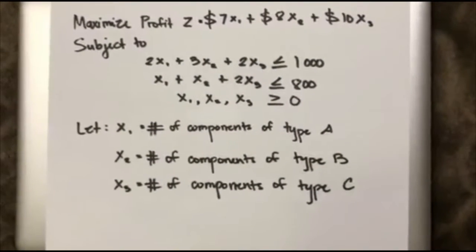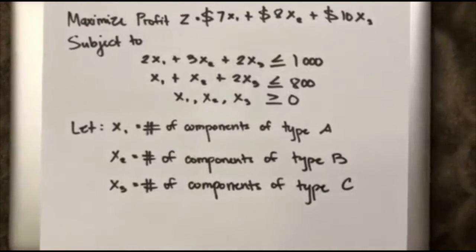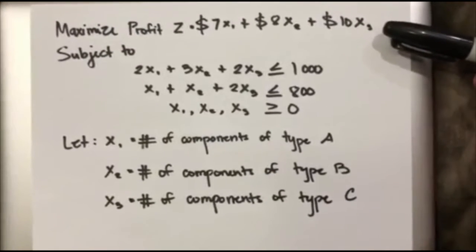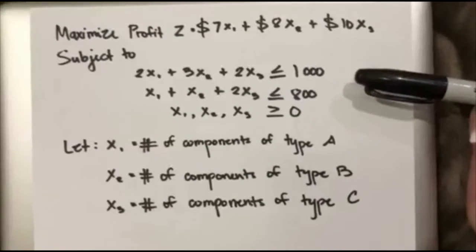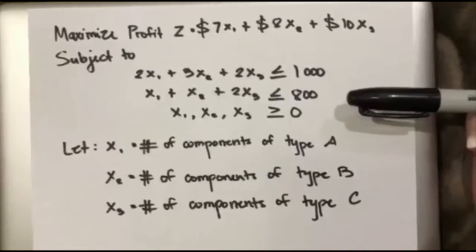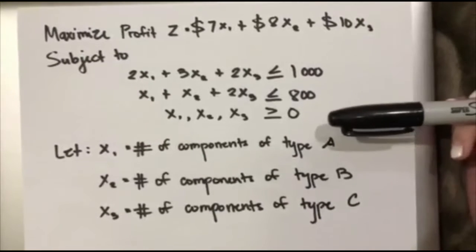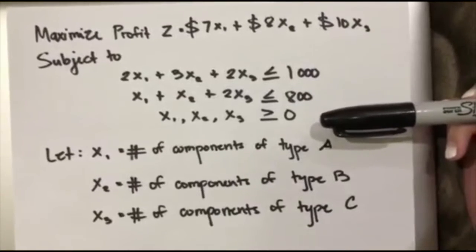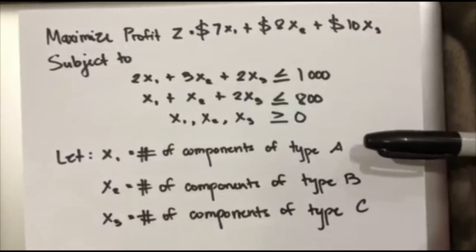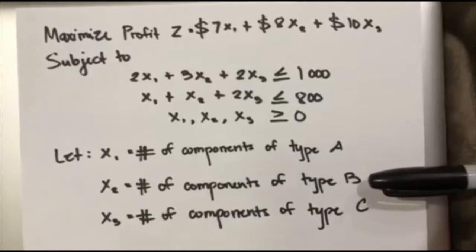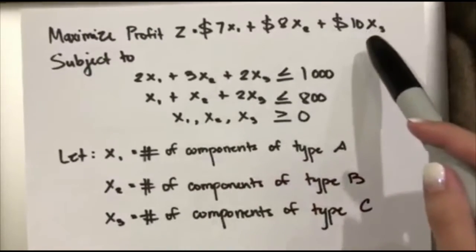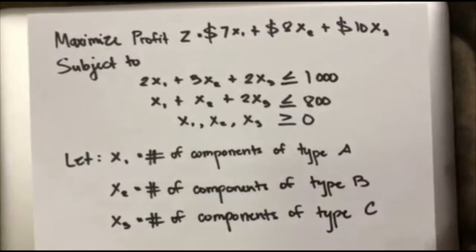So we know that this is a maximization problem. The objective function is to maximize profit Z equals 7x1 plus 8x2 plus 10x3, subject to 2x1 plus 3x2 plus 2x3 less than or equal to 1,000, x1 plus x2 plus 2x3 less than or equal to 800, and x1, x2, x3 greater than or equal to 0. We let x1 be the number of components of type A, x2 the number of components of type B, and x3 the number of components of type C.